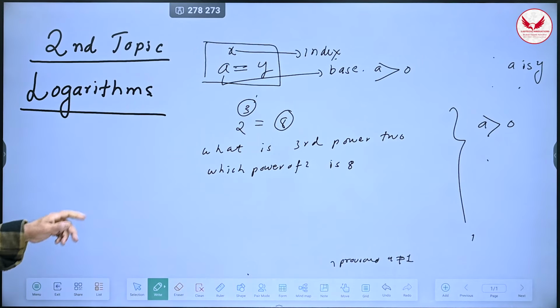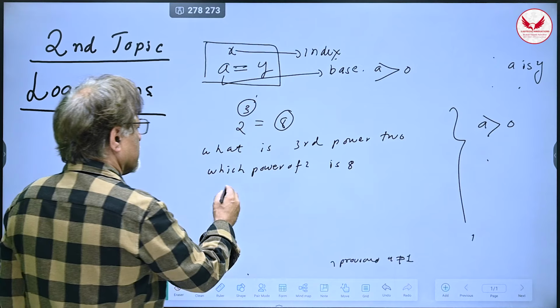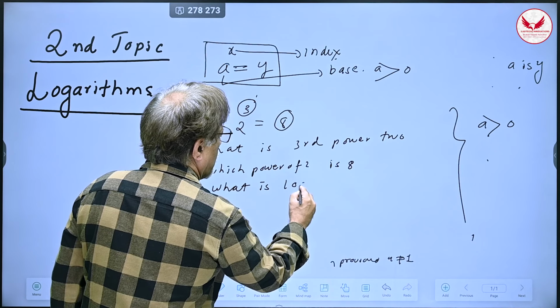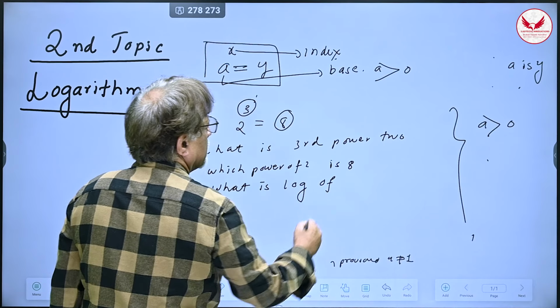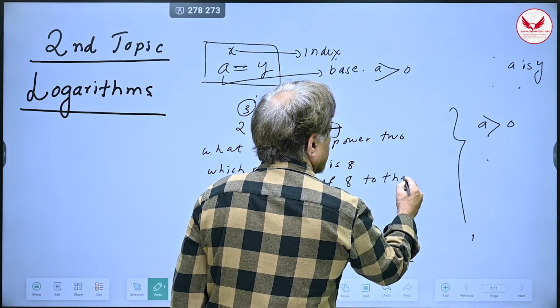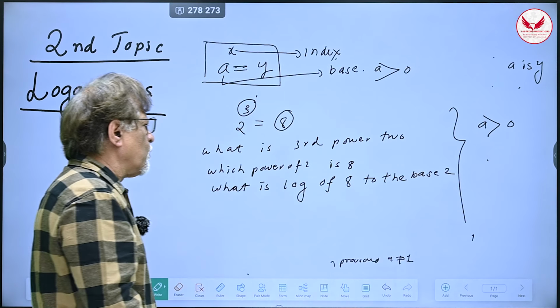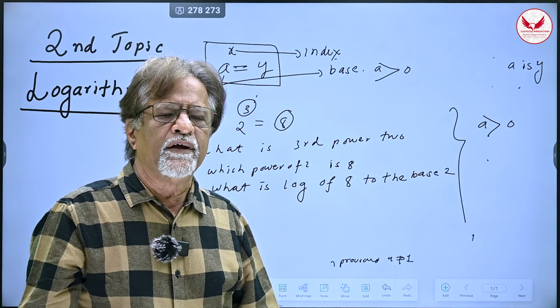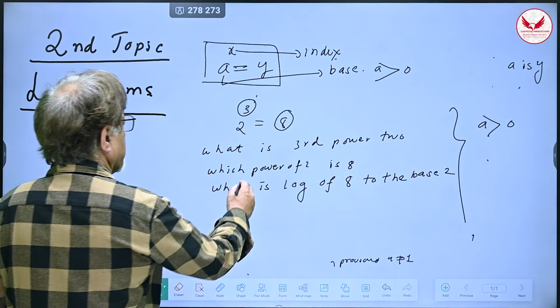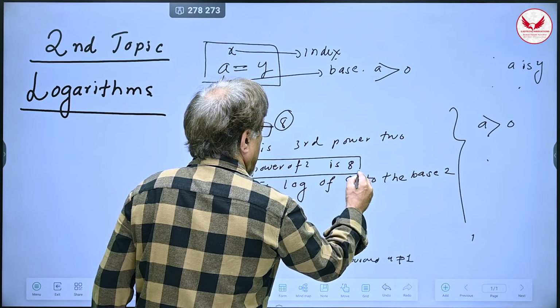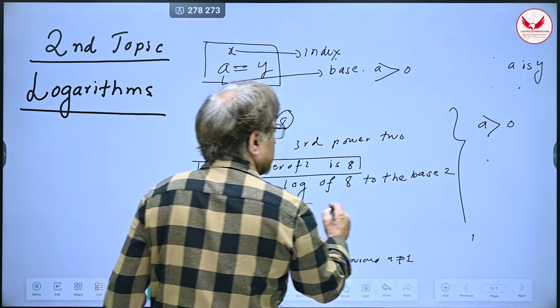So this same question can be written like this: what is log of 8 to the base 2? What is the log of 8 to the base 2? It means I am asking you which power of 2 is 8. This question and this question are absolutely the same.